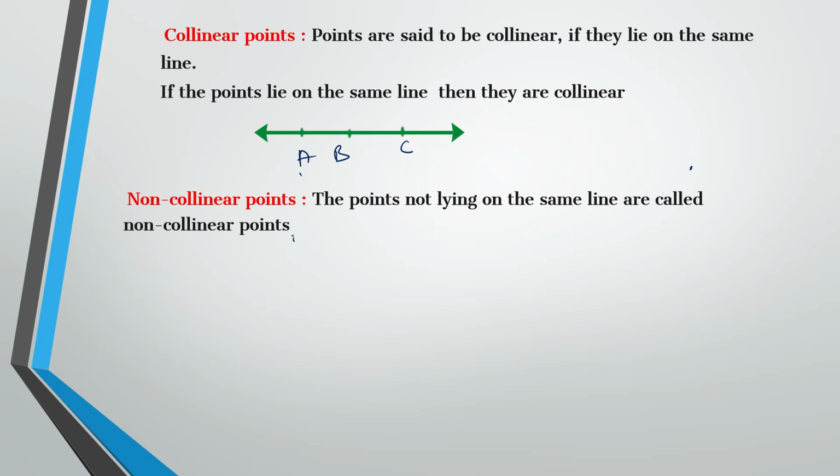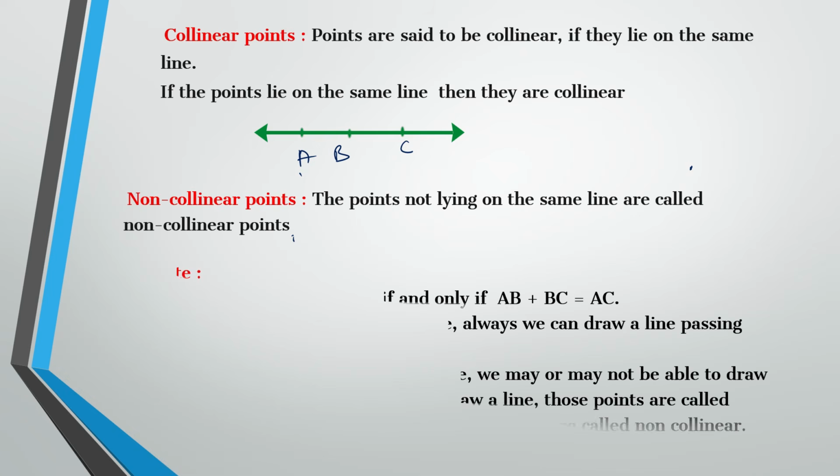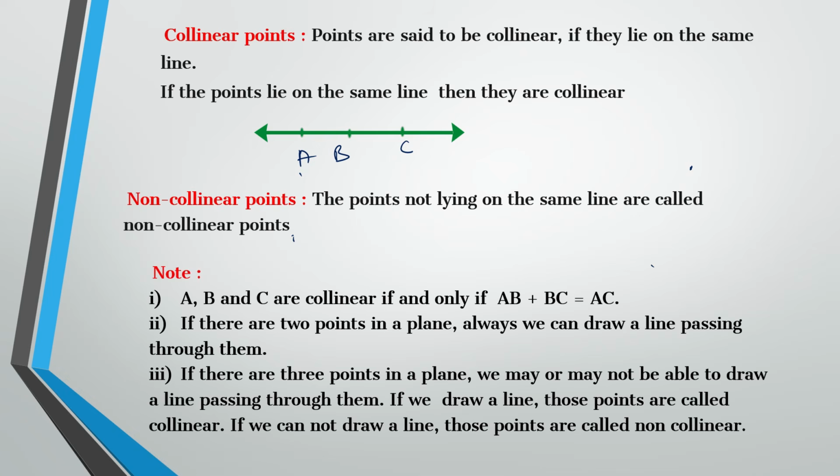To prove three points A, B, C are collinear, we are going to make use of this concept, that is AB plus BC is equal to AC.